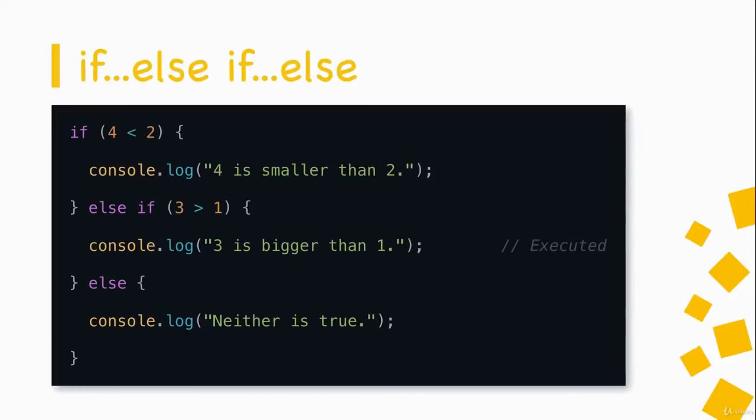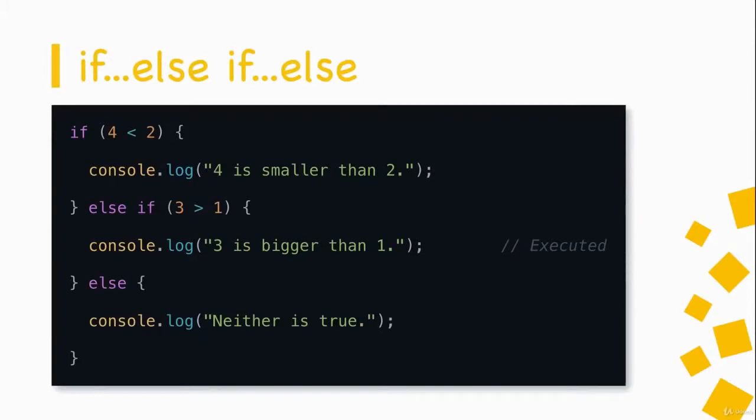So JavaScript moves on to the else if block. So else if 3 is greater than 1, which is indeed true, which means the code inside the else if block will be executed. So the second bit of code will be executed. That's why console.log 3 is bigger than 1 is what is actually executed, and this is the string that will be logged to the console. And finally we have the else block, which again is not executed because the second condition returned true. Only if the first and the second condition would return false, then we would fall back to the else block. And that's how the if else conditions work.